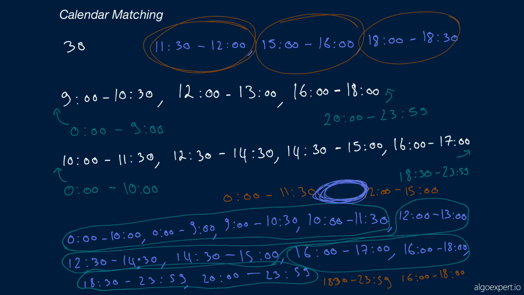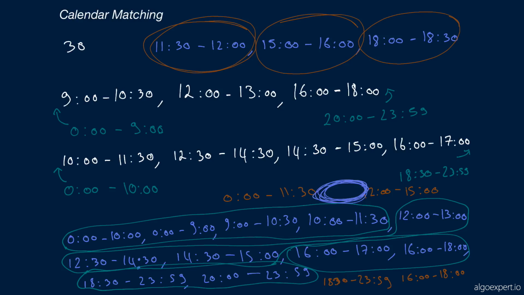Now, it's important to note that, let's say this last range, instead of 18:30 to 23:59, had been 18:15. If it had been 18:15, then between 18 and 18:15, there would not be enough to fit a 30-minute long meeting, so we would not have put that final range here. But here we did have enough, so we could put it here. I'm going to undo this.